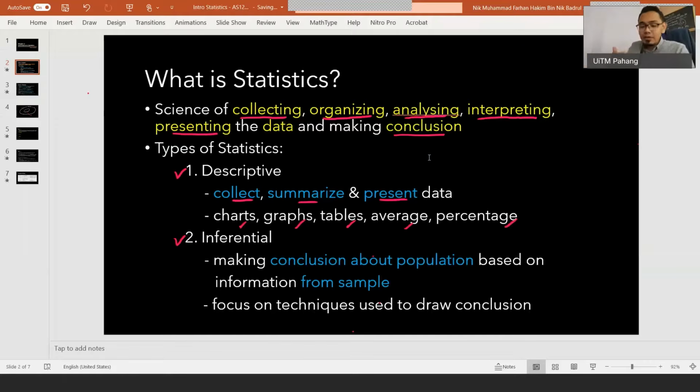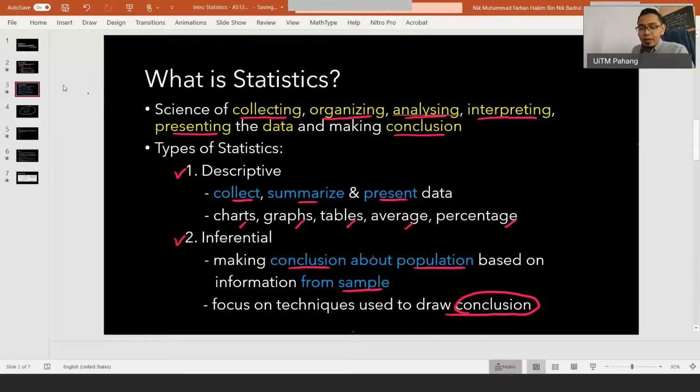But inferential statistics is something to make inference, which is to make conclusion about the population based on the information from the sample. So we want to make generalization based on the sample for the population. What is sample, what is population? We'll look in the next slide. Focus on techniques, how to draw the conclusion. Dia mementingkan macam mana conclusion itu dibuat, kesimpulan itu dibuat. That is inferential statistics.